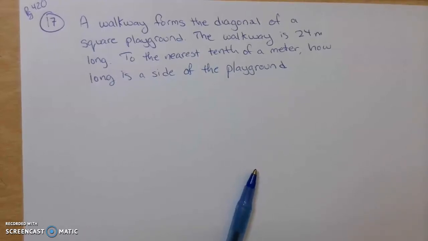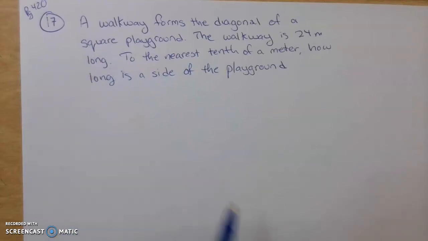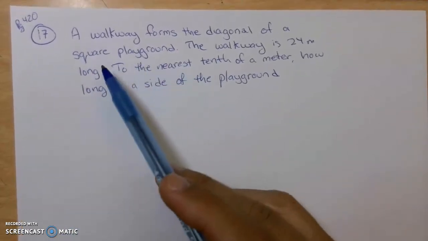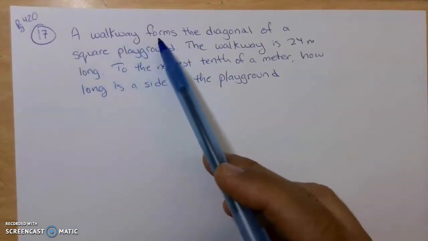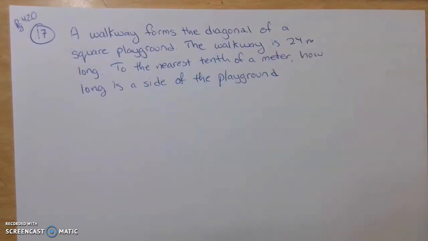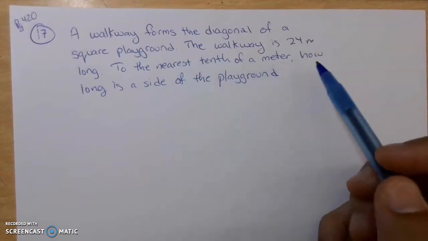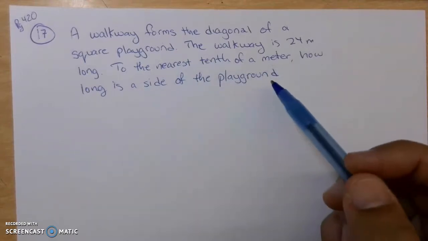Okay, I'm going to do a problem here on page 420, number 17. We have a word problem here. It says a walkway forms a diagonal of a square playground. The walkway is 24 meters long. To the nearest tenth of a meter, how long are the sides of the playground?